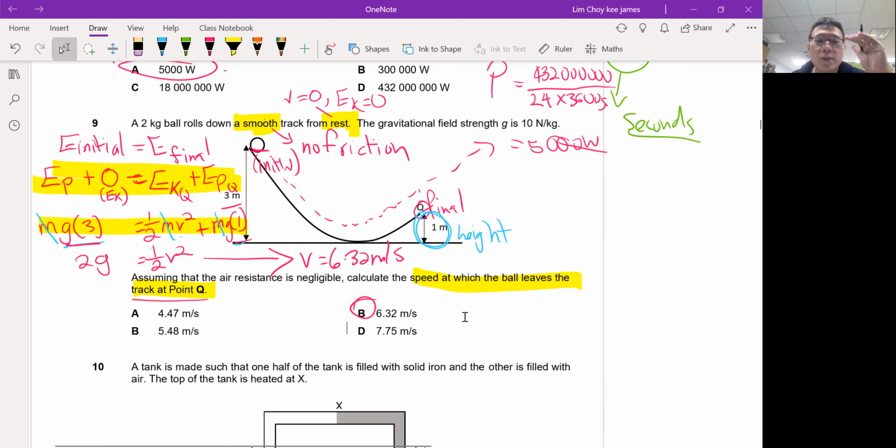The important thing we are looking at is to apply conservation of energy. After that, identify the energy at each stage. After that, let the math take over.